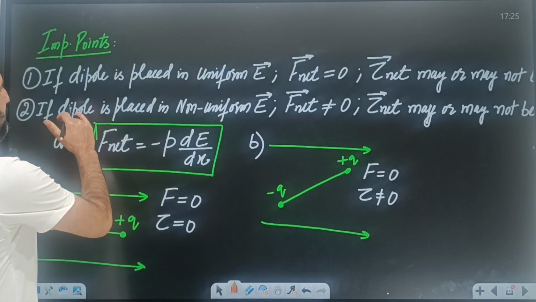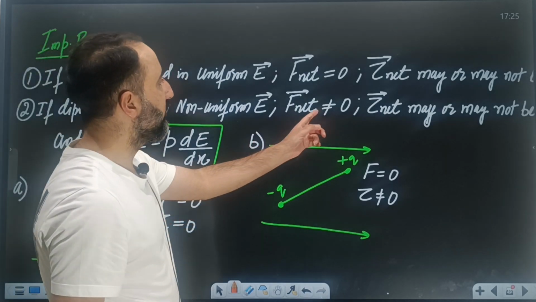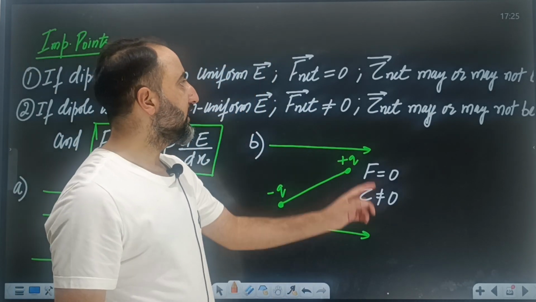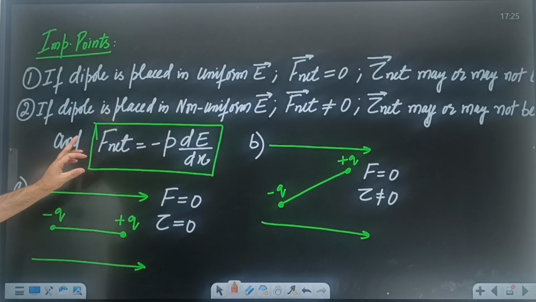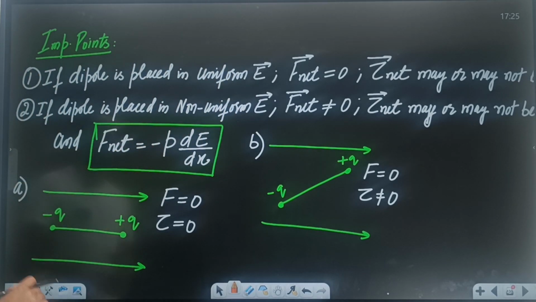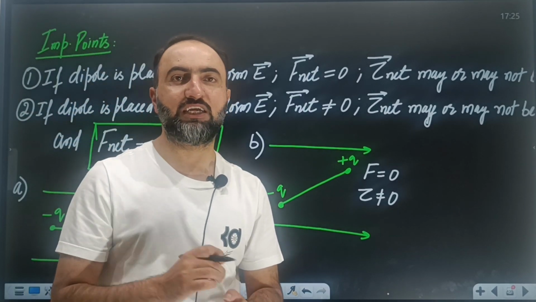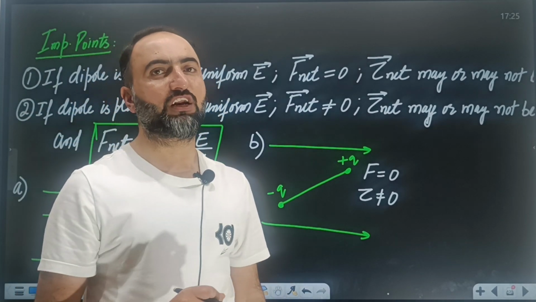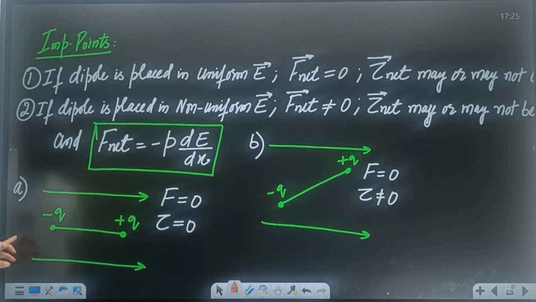Then, if the dipole is placed in a non-uniform electric field, the net force on the dipole will not be equal to 0. Okay. Then net torque may or may not be equal to 0, and the net force on the dipole is equal to minus P into dE by dx, where P is the dipole moment and dE by dx is the rate of change of electric field with respect to the distance. So here it is. This is A.